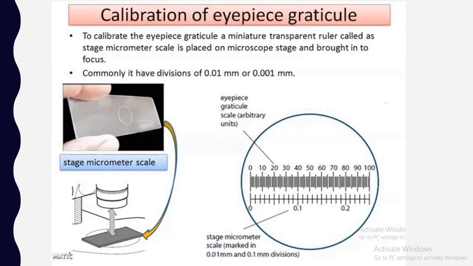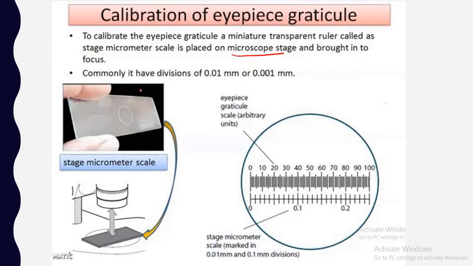When you superimpose both of them, you will have some divisions right here. You will have the units, because on the eyepiece there were no units, but now you have something to compare it with. That's what calibration of an eyepiece graticule is. It's required because the eyepiece graticule scale's units are arbitrary. To calibrate the eyepiece graticule, a miniature transparent ruler known as the stage micrometer scale is placed on the microscope stage and brought into focus. The divisions will be provided to you, so no need to worry.